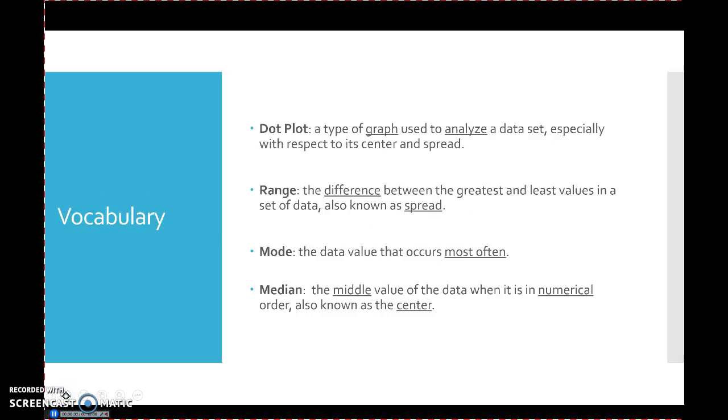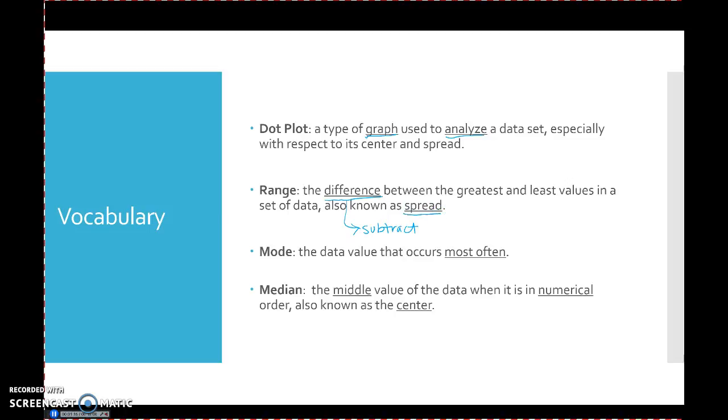Okay, so here's all of our new terms. So first is dot plot. A dot plot is a type of graph used to analyze a set of data, especially with respect to its center and spread. Range is the difference, which means we're going to do what? Subtract. Difference means subtract. So range is the difference between the greatest and least values in a set of data. It's also called the spread.